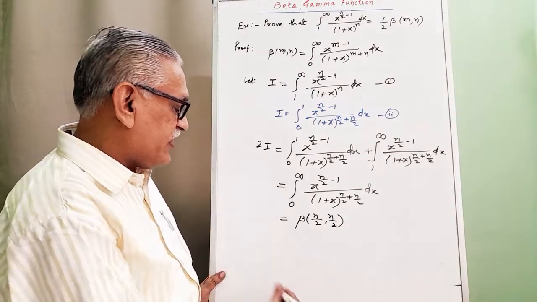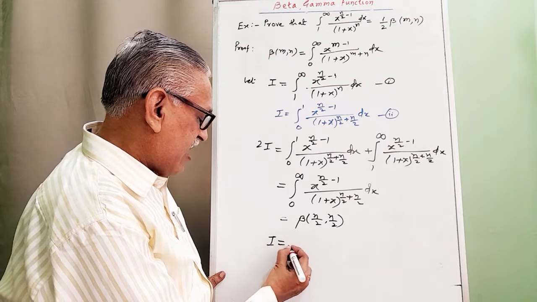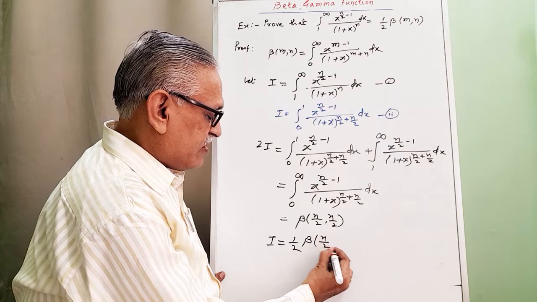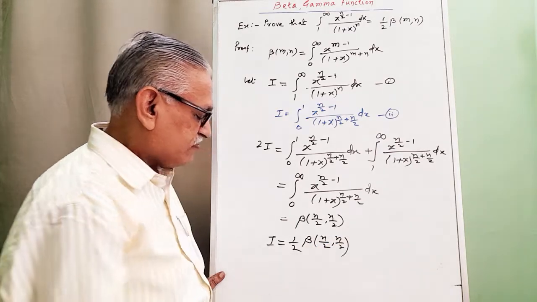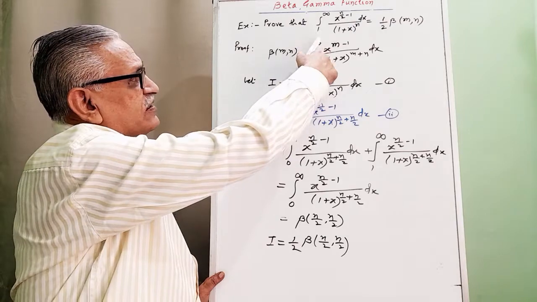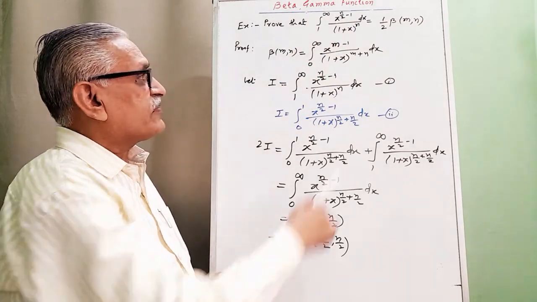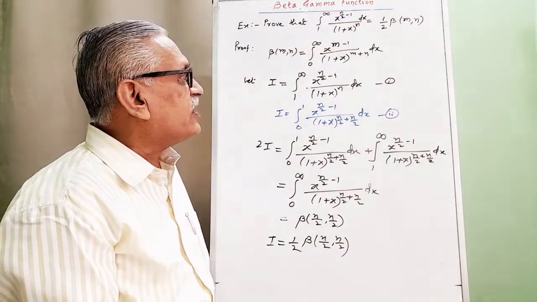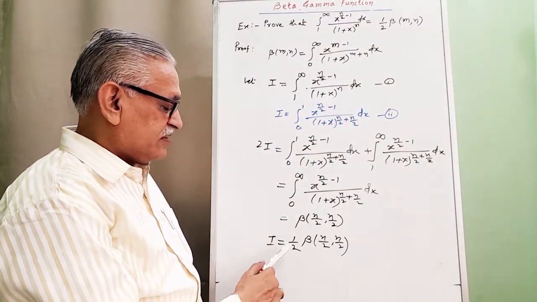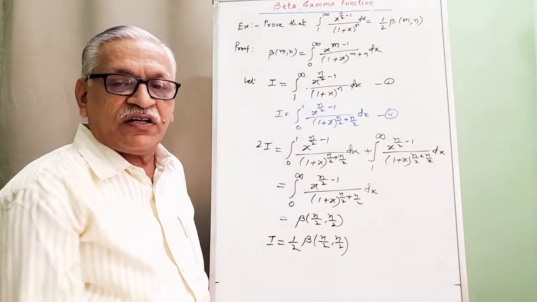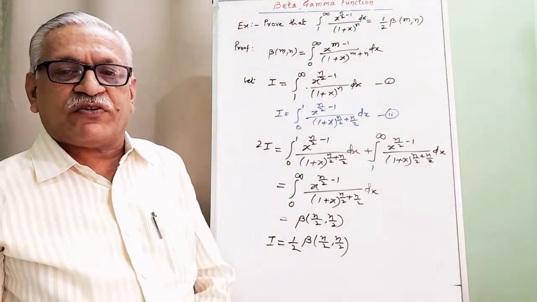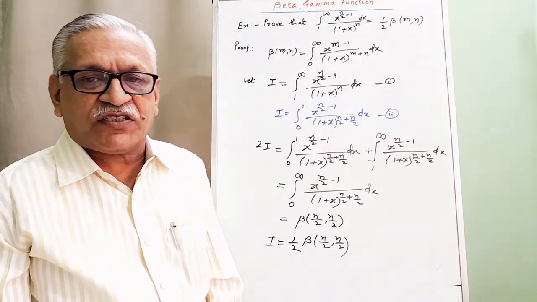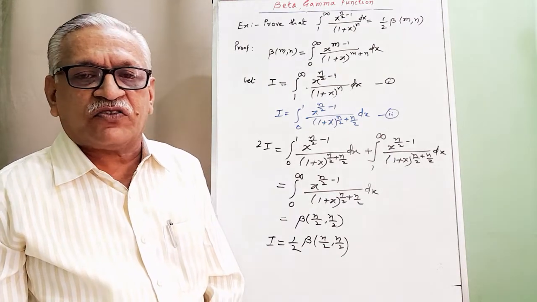Dividing by 2, we get the required result: I equals 1/2 times beta of (n/2, n/2). And I is this integral, the integration from 1 to infinity of x^(n/2 - 1) divided by (1 + x)^n with respect to x, which is 1/2 times beta of (n/2, n/2). A simple proof; you only have to remember the standard substitution x = 1/y.